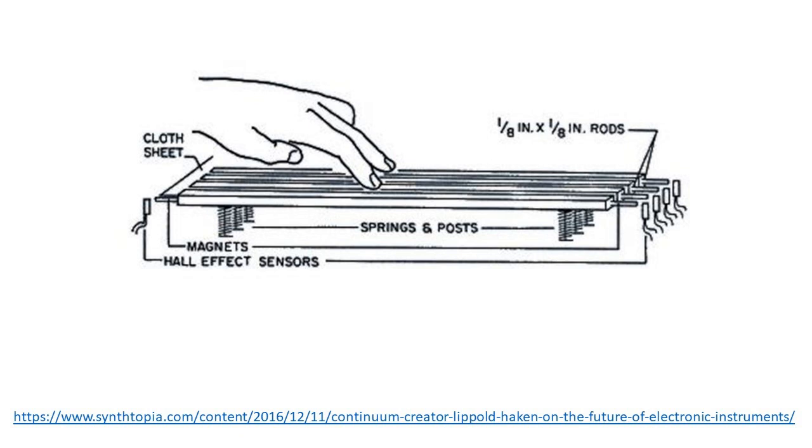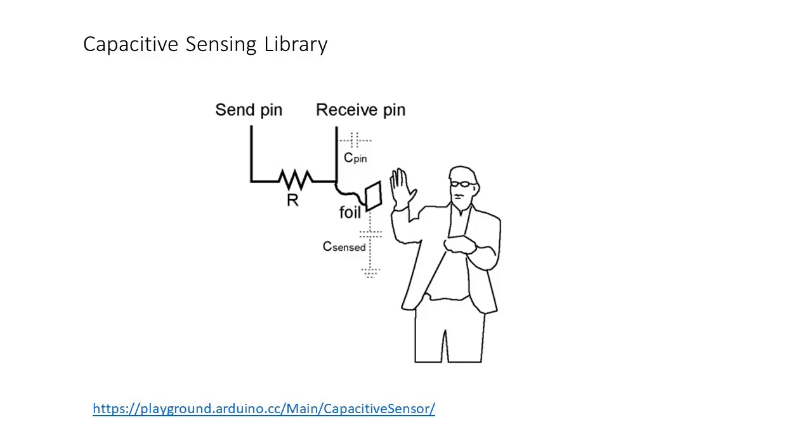So what I have chosen to work with is capacitive sensing, because if we use capacitive sensing, we don't have to make any extra sensors. We can simply use some metallic plates or conductive plates as our sensors. And there are also some libraries that are readily available to fulfill our purpose. If you are not aware of capacitive sensing, here is a quick preview of it.